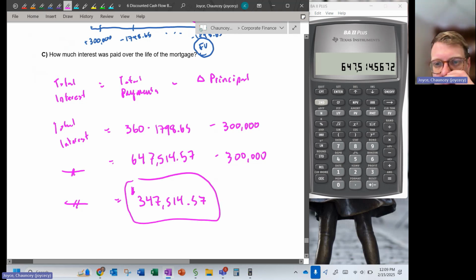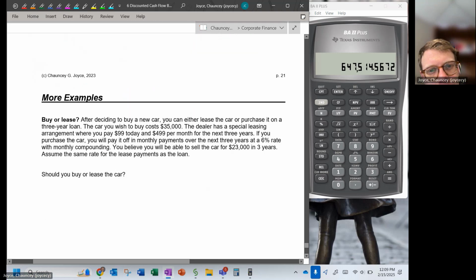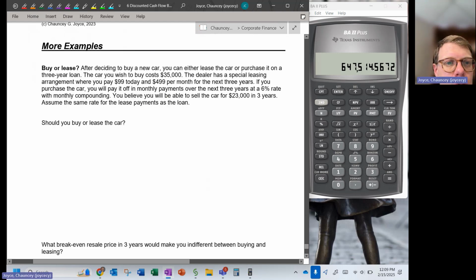Now, don't get me wrong. I'm not trying to say mortgages are bad or anything. I'm just saying they can be dangerous, but it is nice to know what kind of leverage you're working with before you make some more decisions. So let's look at another one here.